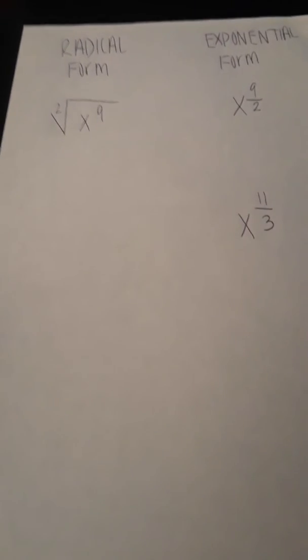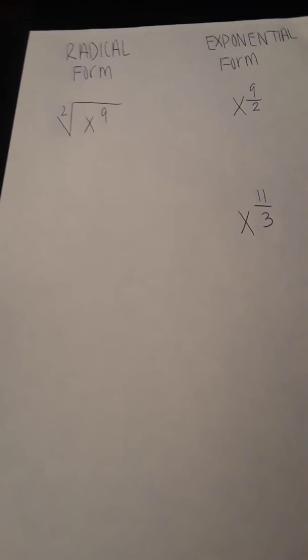Okay, so now what am I going to do with the numbers? Remember that 9 from before, x to the 9th power, and we're finding the square root of it. When we take something like that and write it in exponential form, the 9 goes on the top, the 2 goes on the bottom. So that is the same exact expression, just in another format.